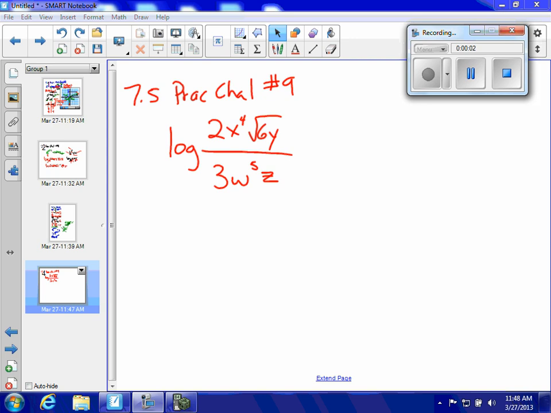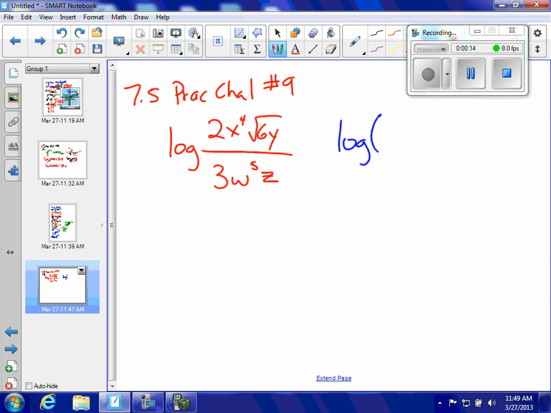In this problem, I need to expand the logarithm. So I'm going to use the properties of logarithms. I'm going to use the fact that log A times B, or log AB, is equal to log A plus log B.